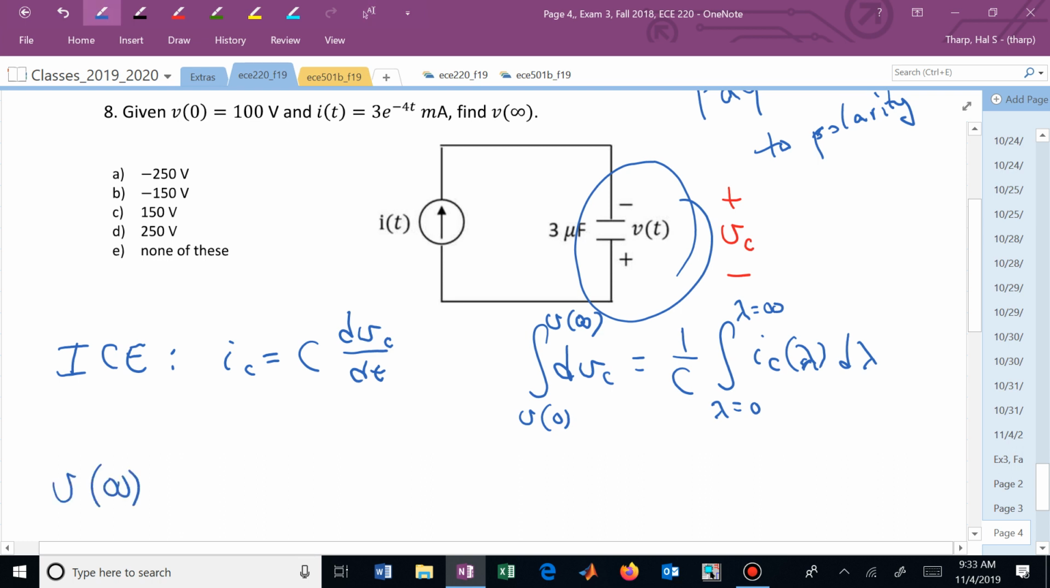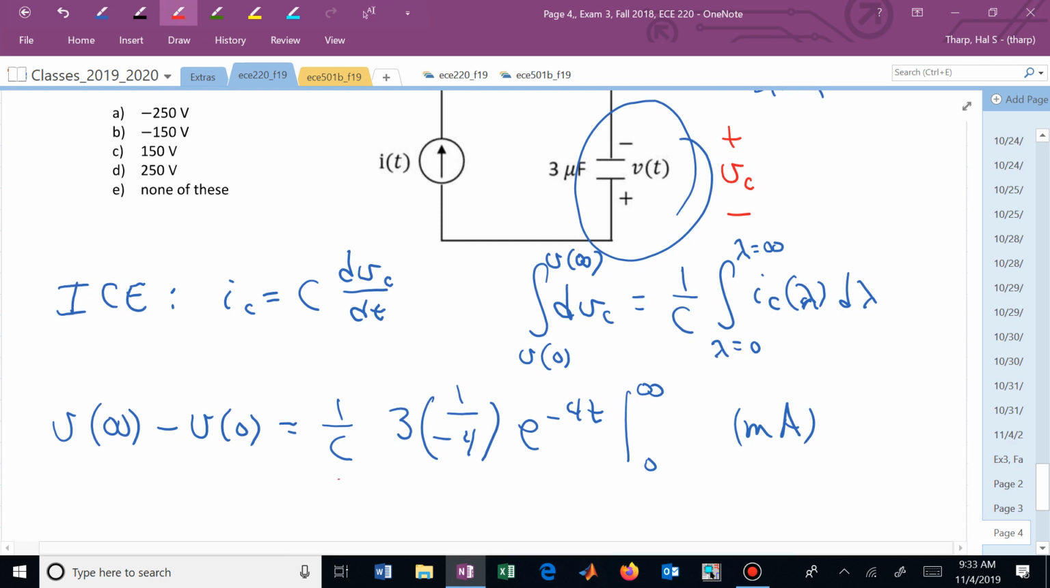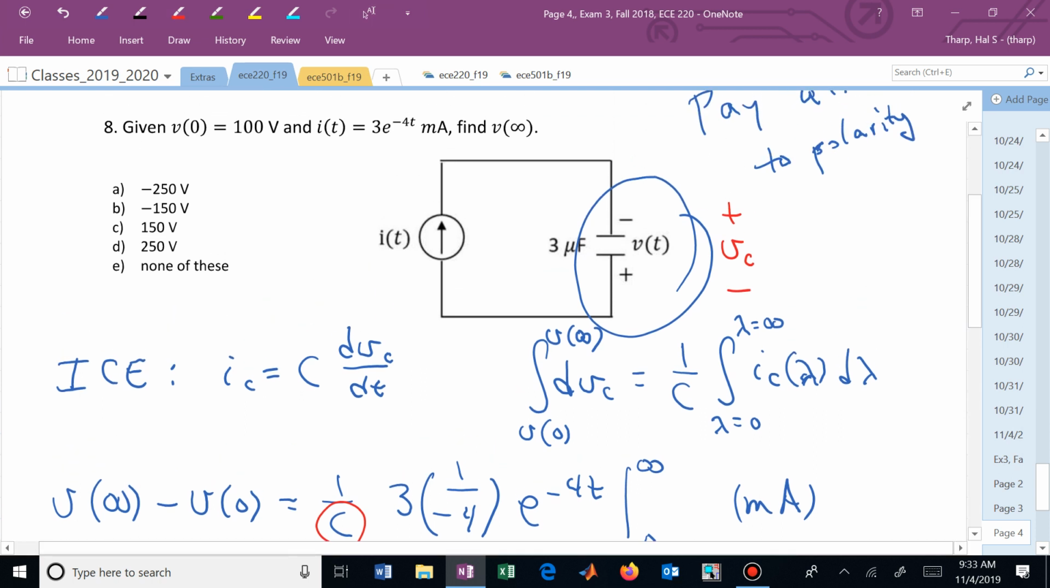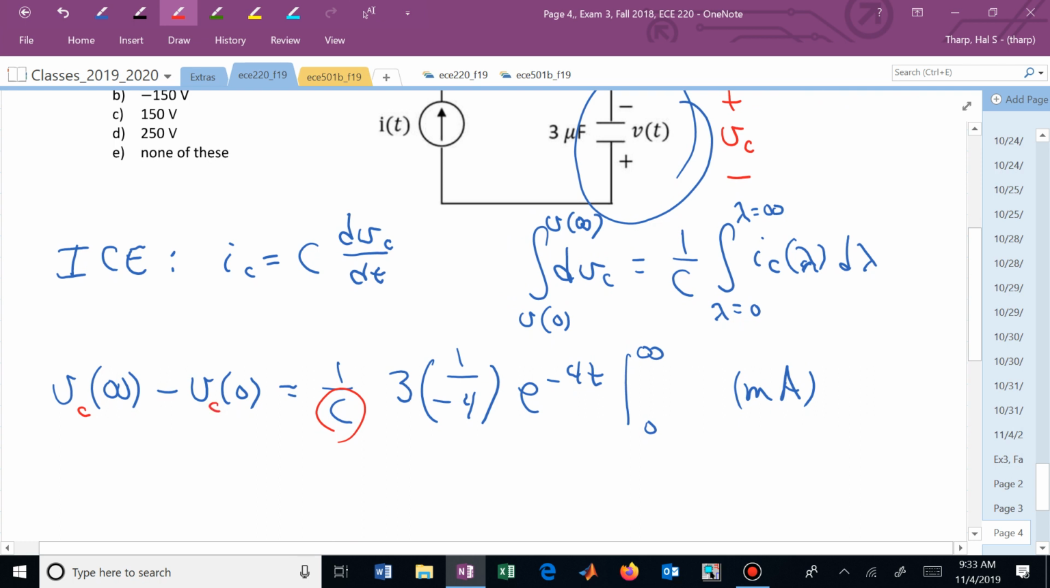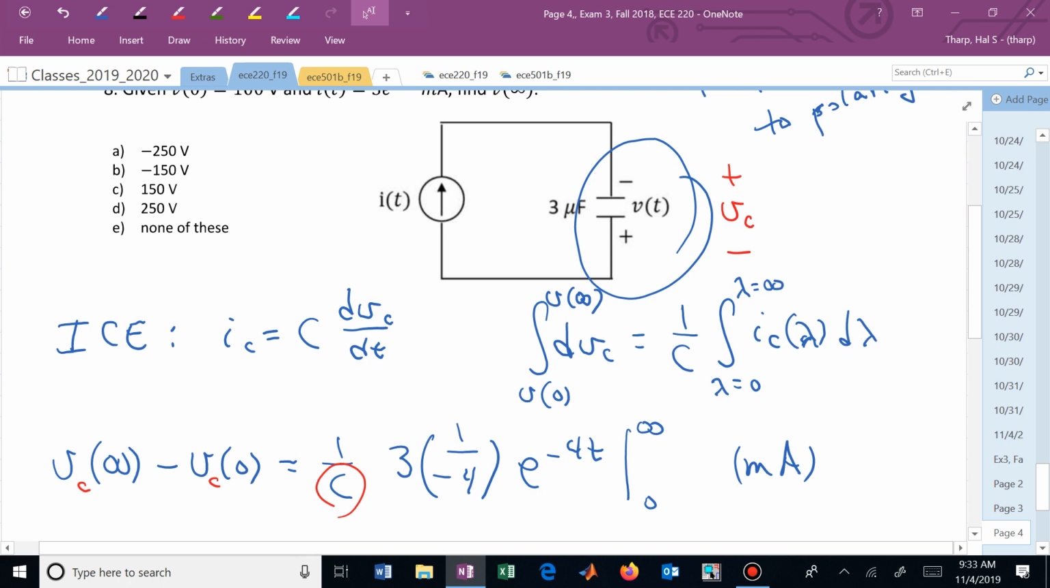Or we now know v of infinity minus v of 0 is equal to 1 over c, the integral of i sub c, which is now 3 divided by minus 4, e to the minus 4t, and I need to remember that I'm doing milliamps, but I'm now going from 0 to infinity, and the units I'll just keep on the side and realize that has its own units, which is micro. Wake me up if I'm doing something wrong. V sub 0, and all of these are v sub c, not the v. I'm playing with v sub c. I'll back out how that's related to v at the very end, because otherwise I'm going to get confused.